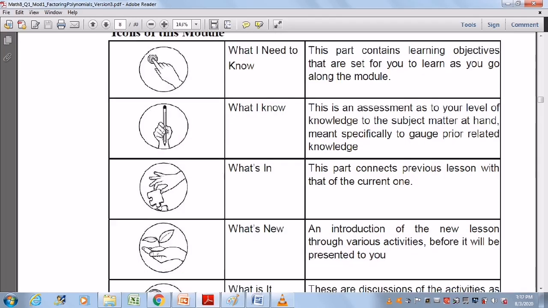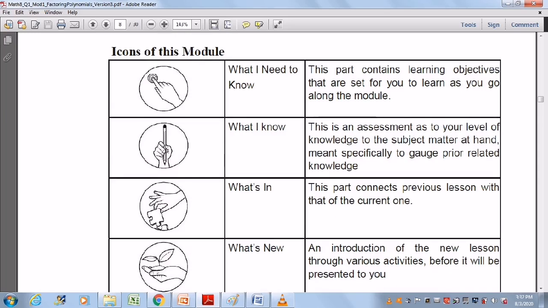And then, ito na yung icons na ginamit. Ayan, what I need to know. So, this part contains learning objectives that are set for you to learn as you go along the module. Again, yung what I need to know, it is based from the most essential learning competency. And then, what I know, this is an assessment as to your level of knowledge of the subject matter at hand. Meant especially to gauge prior related knowledge. So, ito yung pre-assessment para malaman yung prior knowledge ng students.